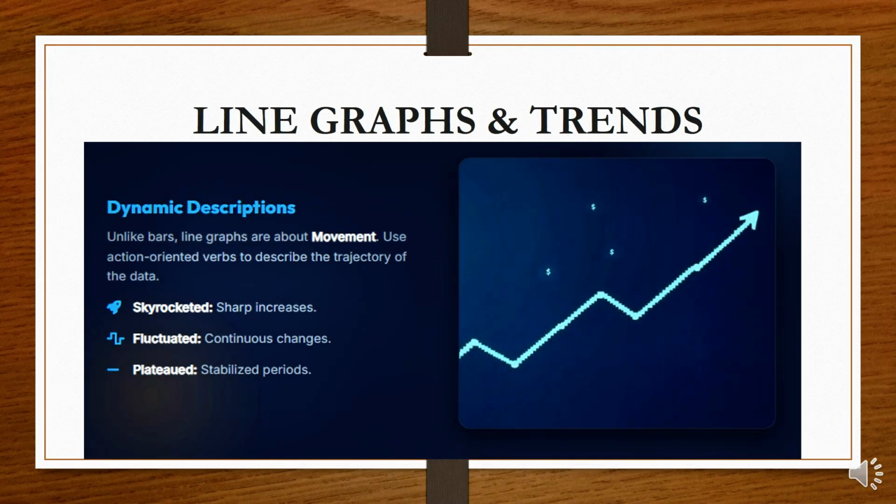You will also see line graphs or trends in the describe image task. For that, you need to identify that line graphs are about movement. You use action-oriented verbs to describe the trajectory of the data. If you see a line that is moving upwards, you'll say skyrocketed or sharp increase. If there are continuous fluctuations, you will say continuous changes from point A to point B or point A to point C, whatever points are mentioned. Or plateaued means stabilized periods. So this is the simplest way that I can tell about the line graphs or trends observed in PTE describe image.